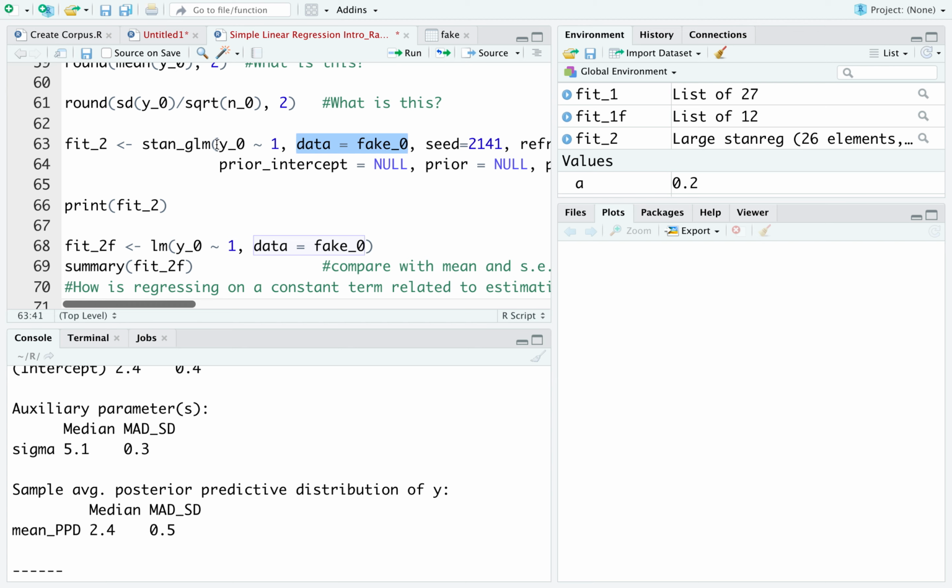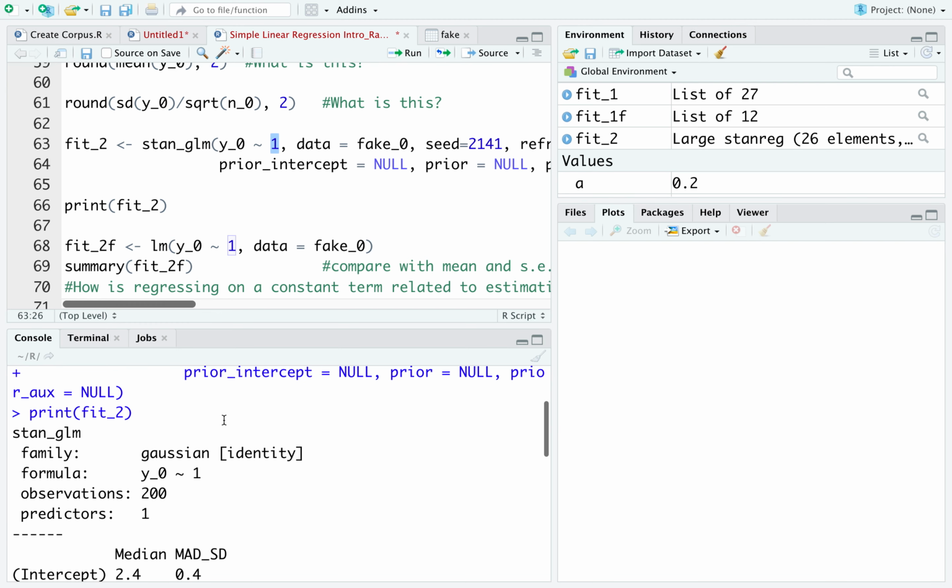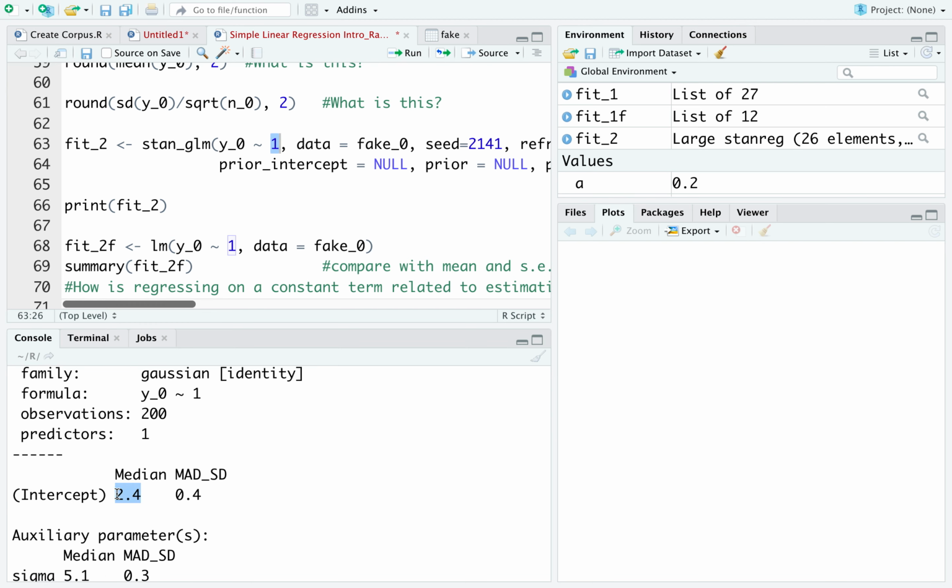So what happens when I regress? There's no variation in the X, right? It's just 1, 1, 1. Each time I'm using a 1 to predict Y. So I'm giving it really no information in essence, right? And so what does it do? Let's take a look. It's best guess. It's just an intercept model, no slope, right? So instead of y equals a plus bx plus an error, it's just y equals a plus error, right? Here's the a, 2.4, and here's the median absolute deviation scaled, so give or take 0.4.